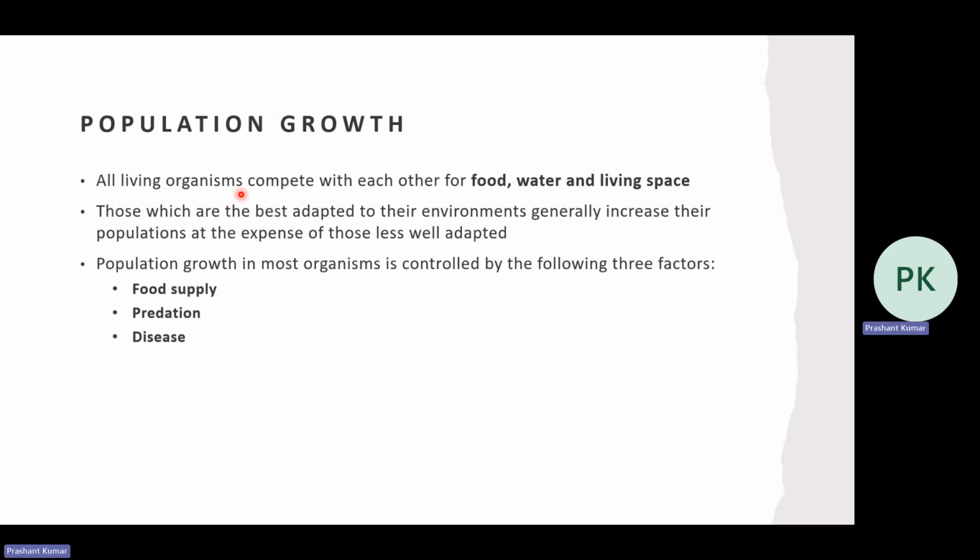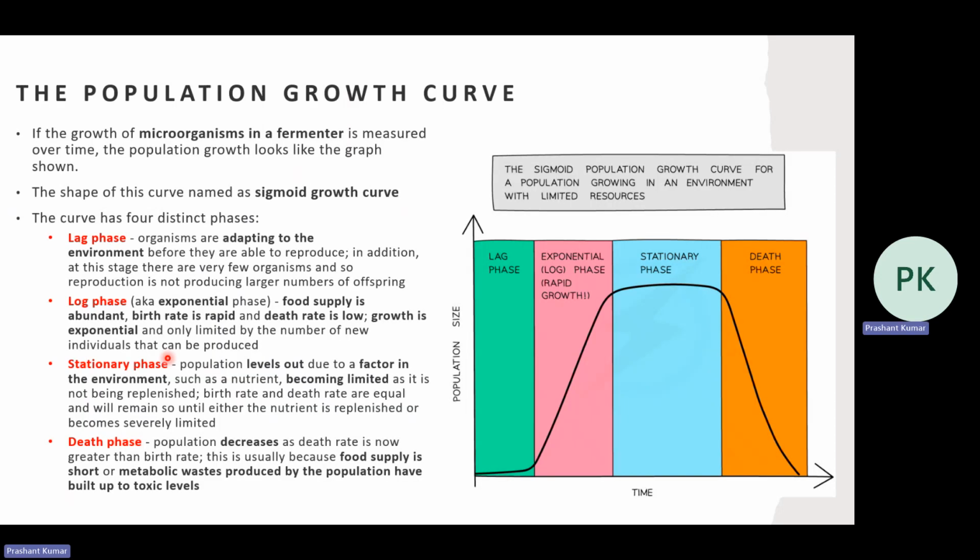Population growth. All living organisms compete with each other for three main things. First is food, second is water, and the third is space. Those which are the best adapted to the environment generally increase their population, right? Because they are well suited. Population growth of most organisms is controlled by three factors: food supply, predation, and of course disease. Less disease means you are fully suited, fully adjusted in the surroundings, and there's a maximum chance that by reproduction you will pass on your good characters to the next generation. So your number keeps on increasing.